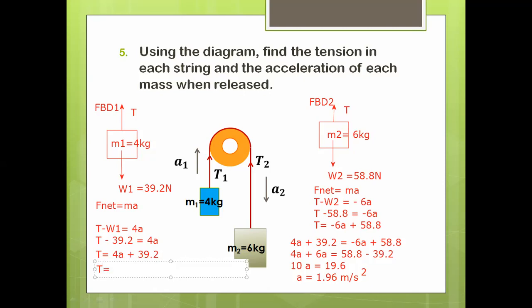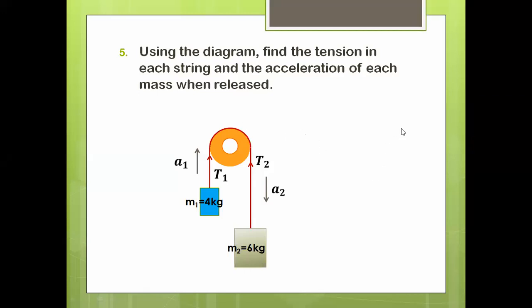So let's say we'll solve for T. T is equal to 4 times 1.96 plus 39.2. Can somebody solve that one, please? So the two values that we are solving: if we substitute 1.96 to the value of A on the left side equation, 4 times 1.96 plus 39.2 gives us a tension equal to 47.04. And this is our value of our acceleration for this problem. So the acceleration on the right side is going down, however, but the acceleration on the left is going up. So the only difference is their direction.